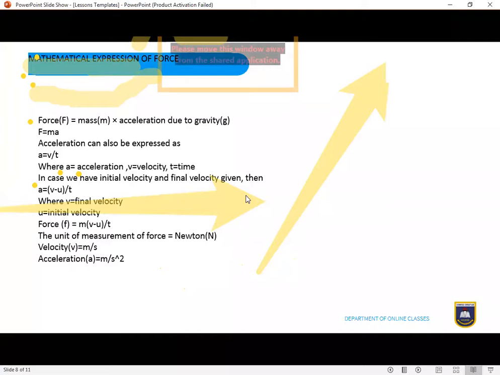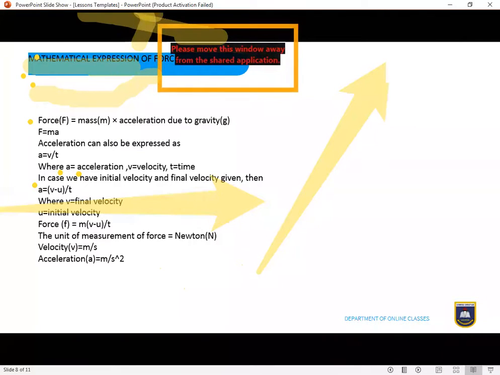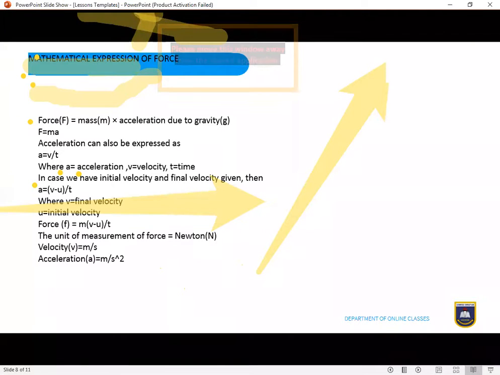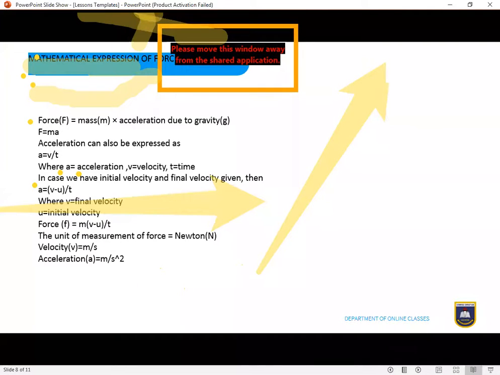So we are going to look at some mathematical expressions of force. In books, they'll ask you questions like, calculate the force of so and so, or calculate the mass if a force is given to you and the acceleration due to gravity is given to you. As you can see on your screen, force is F. Anytime you see F in this topic, we are referring to force.